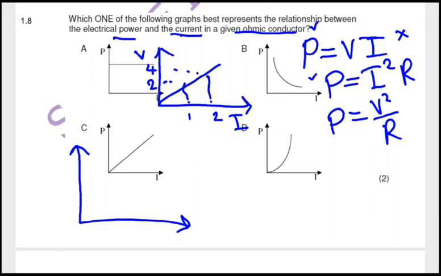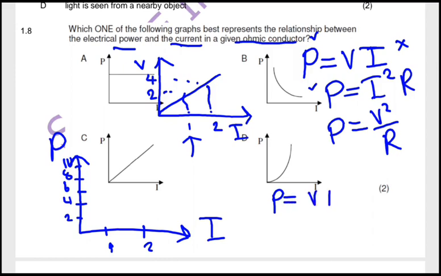So, if we use this information to plot a graph of, rather, P versus I, the power versus current, and we use the same current values 1 and 2, now we'll notice something interesting. When the current is 1, what will the power be? We say power equals voltage times current. It will be 1 times 2. So when the current is 1, the power is 2. All right? Get this point here.